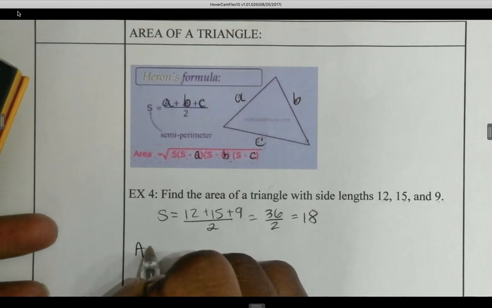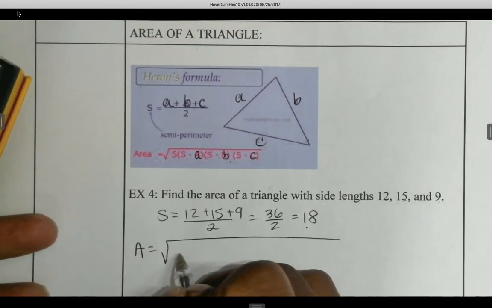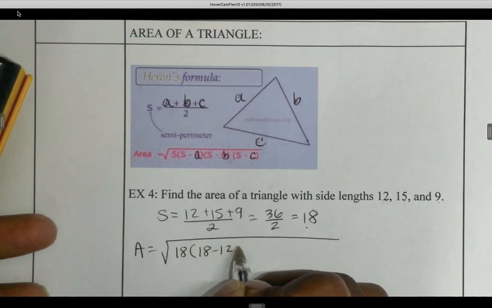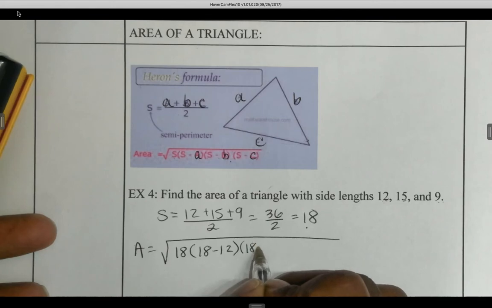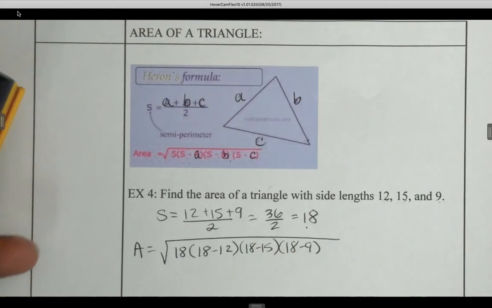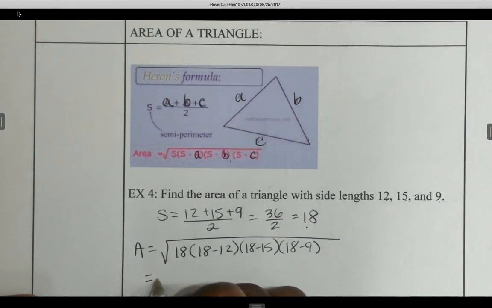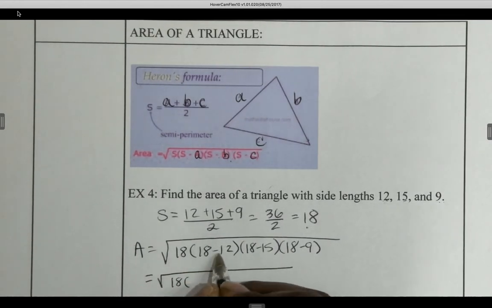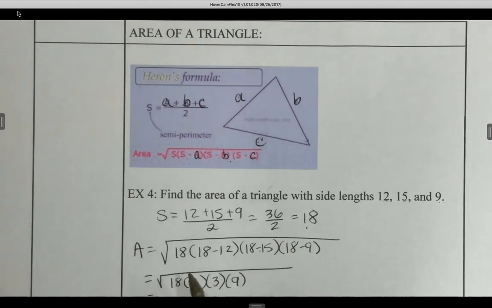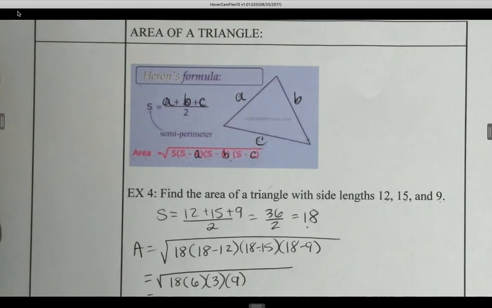So for my area, I need that number quite a bit. I'm going to say it's the square root of 18 times 18 minus 12 times 18 minus 15 times 18 minus 9. So that is my area, but of course I'm going to go ahead and simplify. 18 minus 12 is 6, 18 minus 15 is 3, 18 minus 9 is 9, and then I'll multiply all those together. So I have 18 times 6 times 18 again times 9.